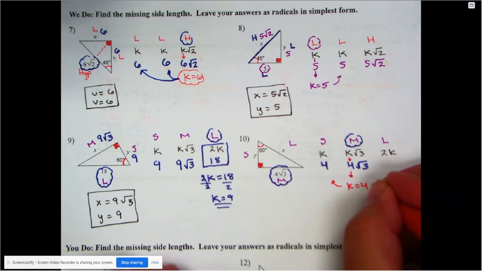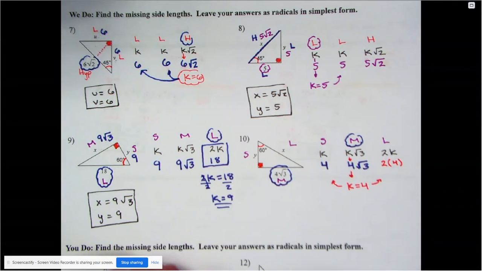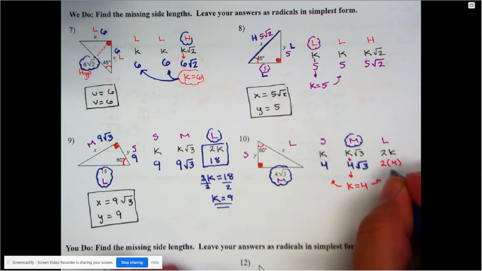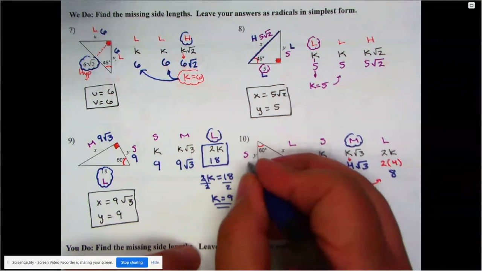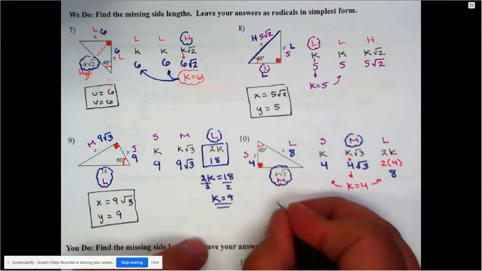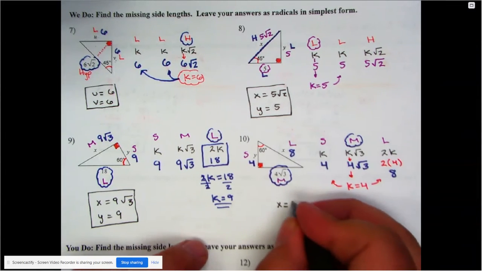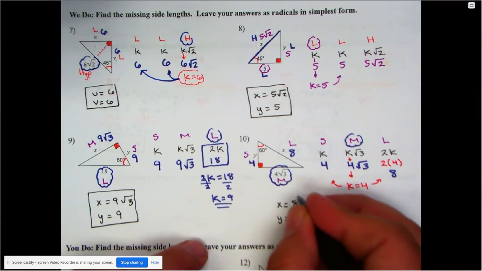I see a K over here. Now watch out over here. It's not 2K equals. No, the K is the actual 4. And because it's next to the 2, yes, that's multiplication. 2 times 4 is just an 8. So I'm ready to bring that information into my picture. The small is 4. The large is 8. And just like that, here comes my answer. X is equal to 8. Y is equal to 4 because I wrote a 4 there.